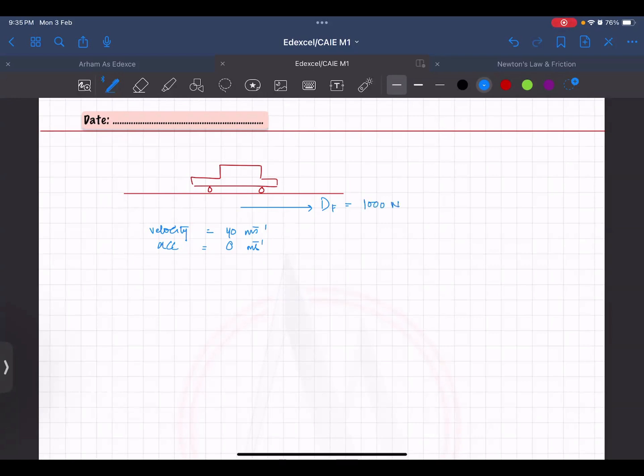Now there are two types of resistive forces acting on it that are trying to counter the driving force of the car. One of them is the friction with the road, and the other one would be the friction due to air resistance.